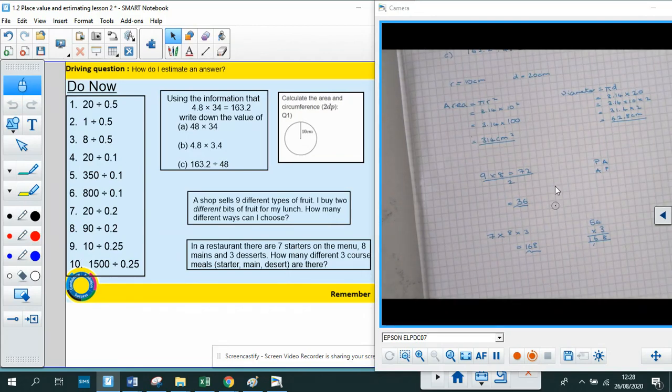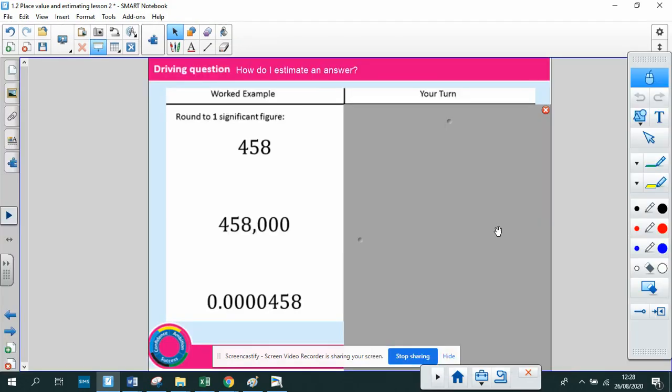Okay, let's start the lesson. Now, in order to be able to estimate correctly, we need to be able to round to one significant figure. So before we actually start our lesson on estimation, we're going to have a quick recap of rounding to one significant figure. Okay, so if we look at this number, 458, significant, another word for important.